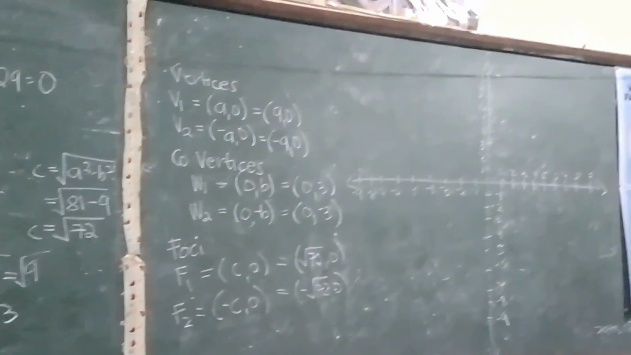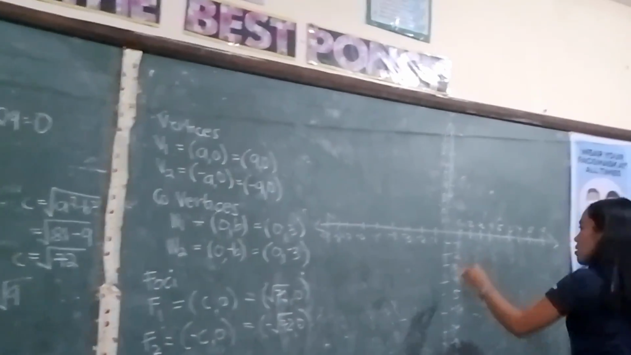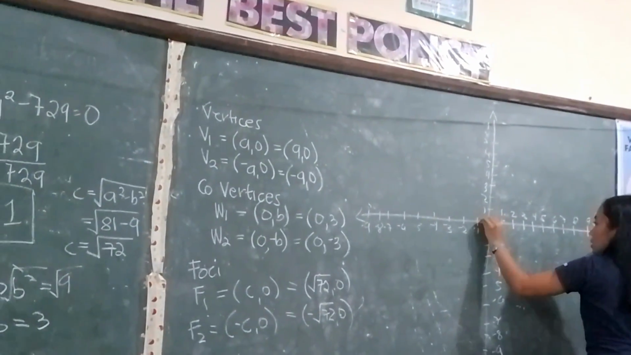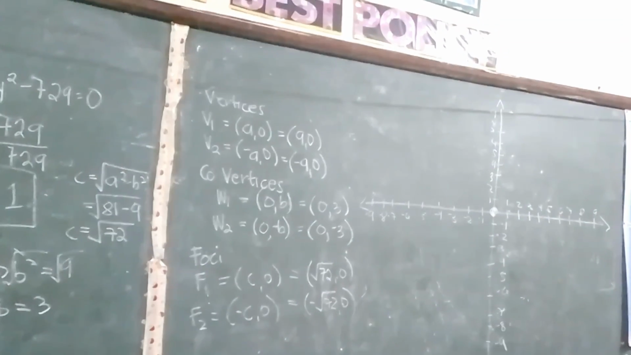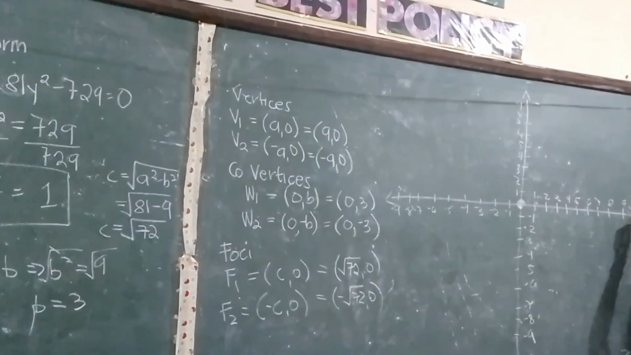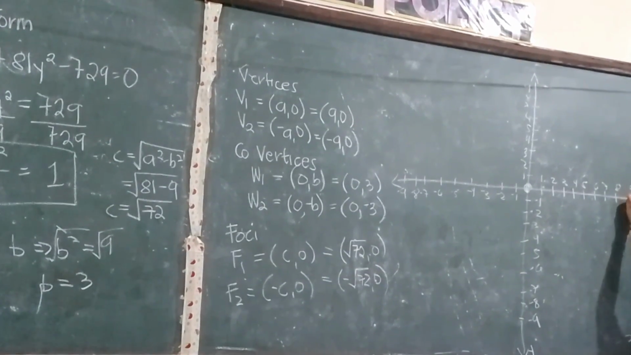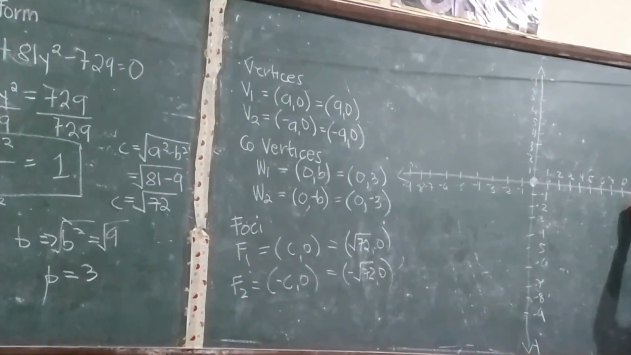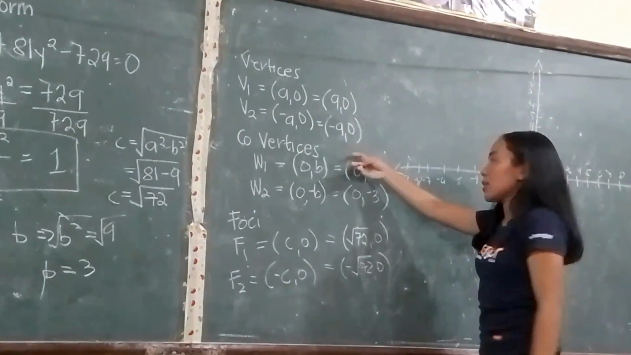Okay, so let us plot these coordinates. So our center is 0 and 0. For our vertices, we have 9 and 0, so 9 on the x-axis and 0 on the y-axis. So we have here the V sub 1. For our V sub 2, we have negative 9 and 0.